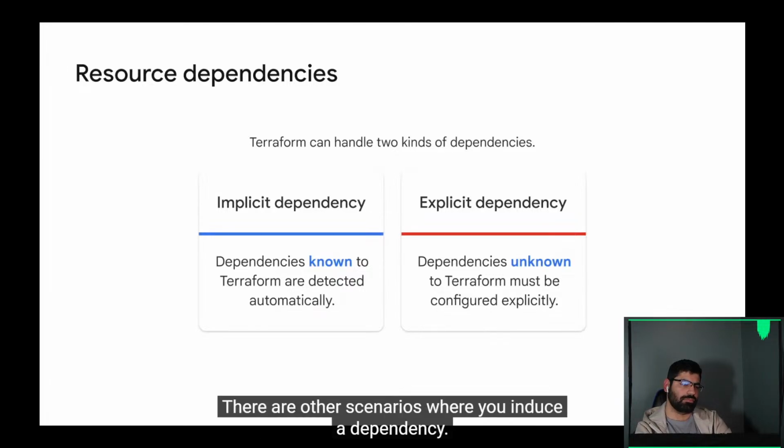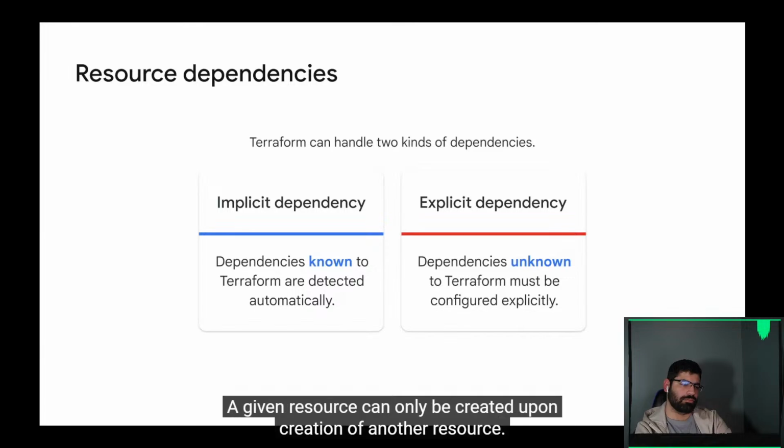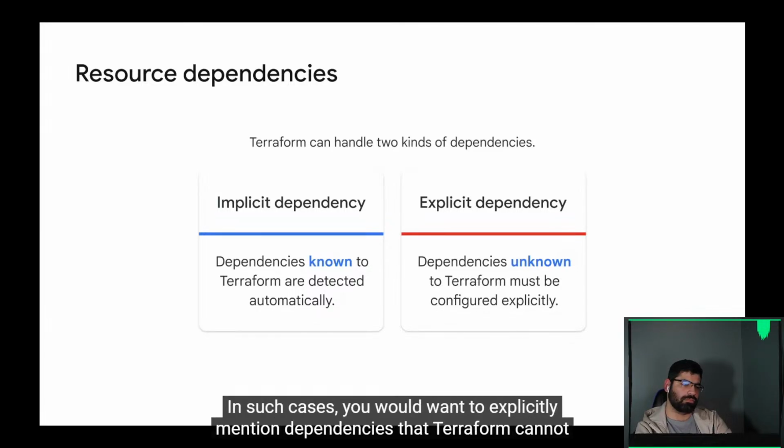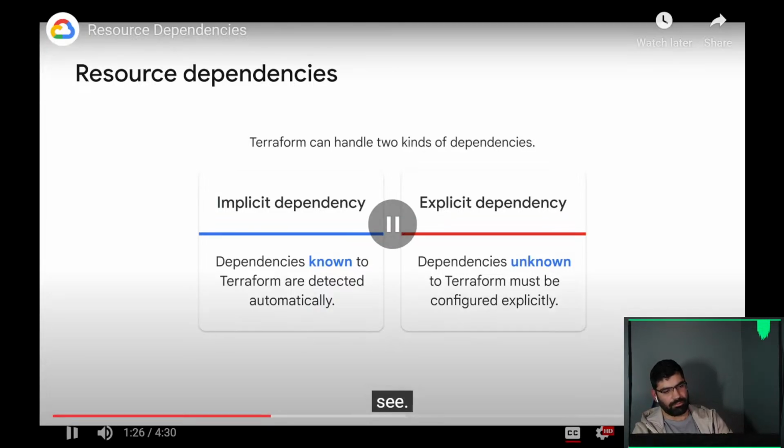There are other scenarios where you induce a dependency. A given resource can only be created upon the creation of another resource. In such cases, you would want to explicitly mention dependencies that Terraform cannot see.